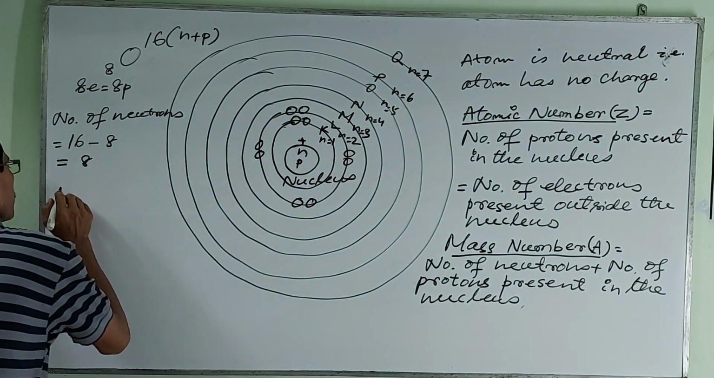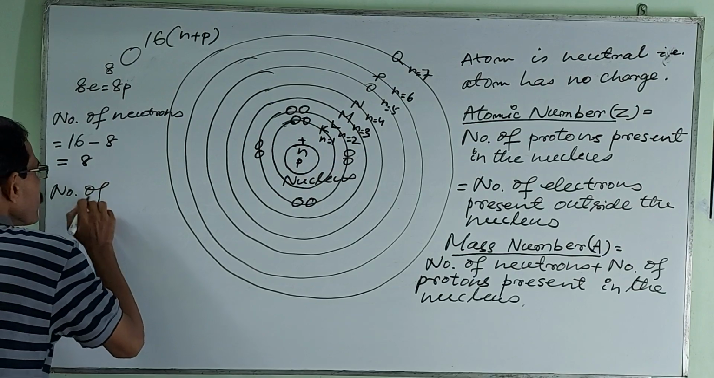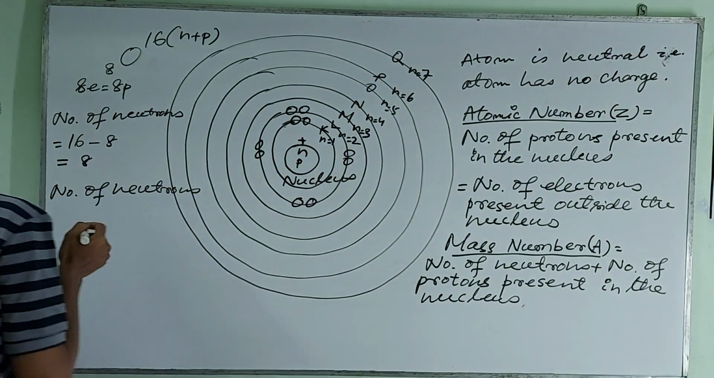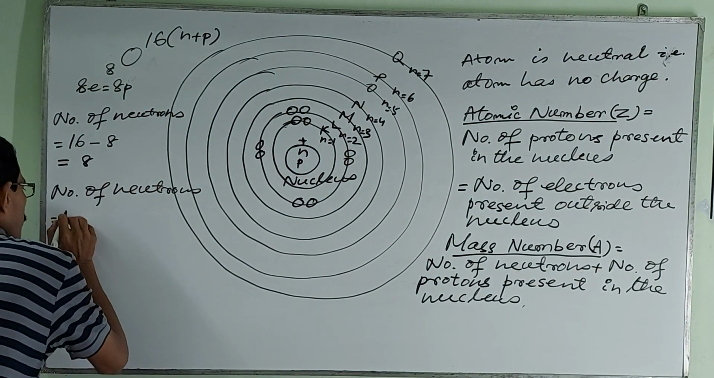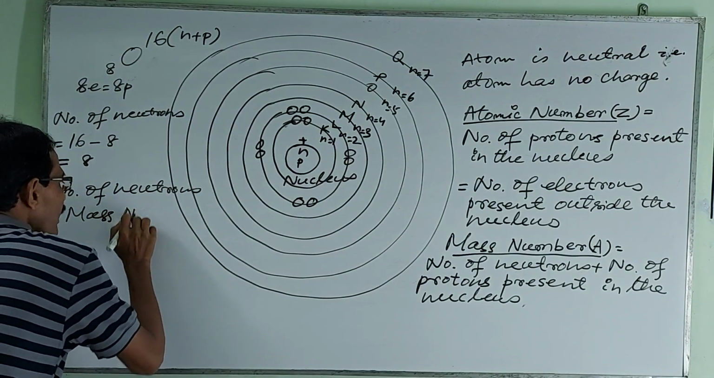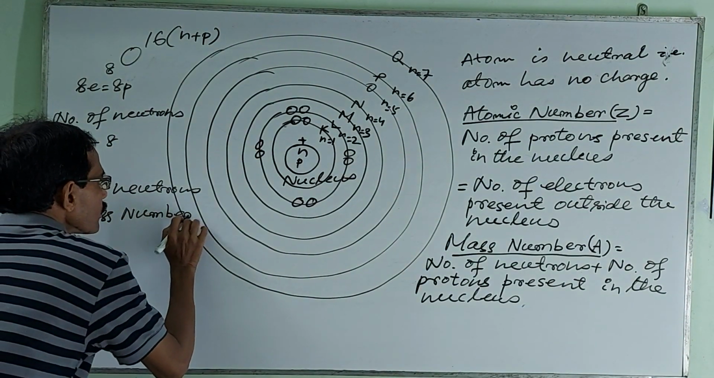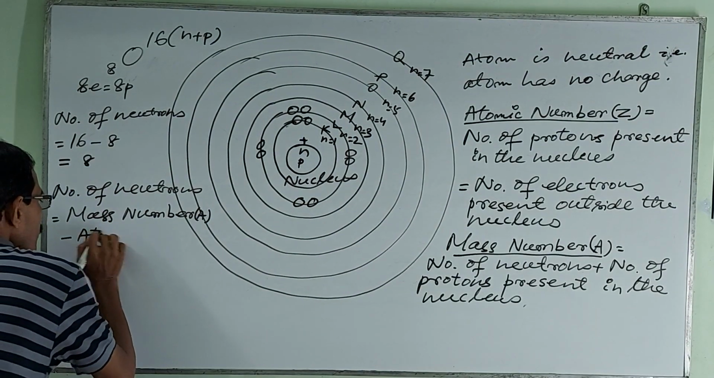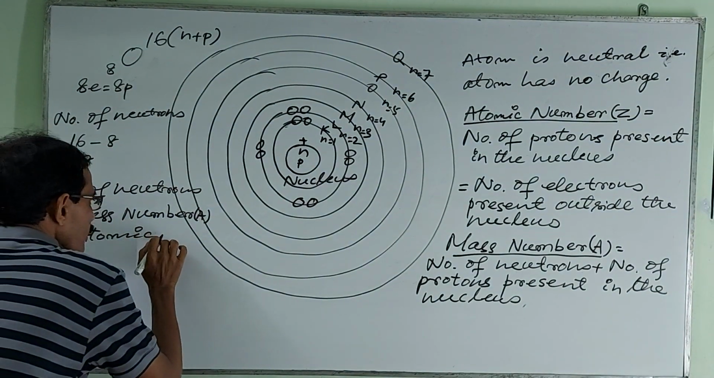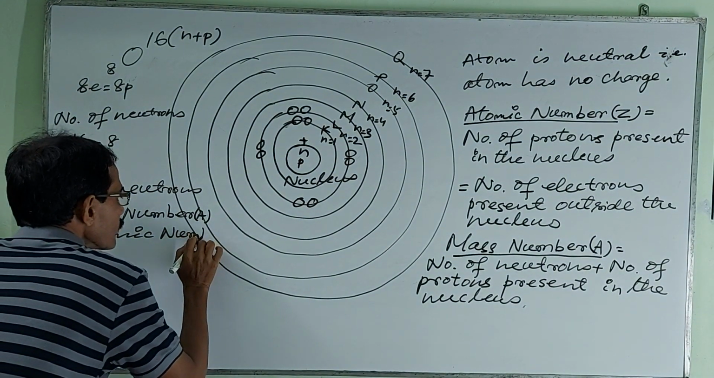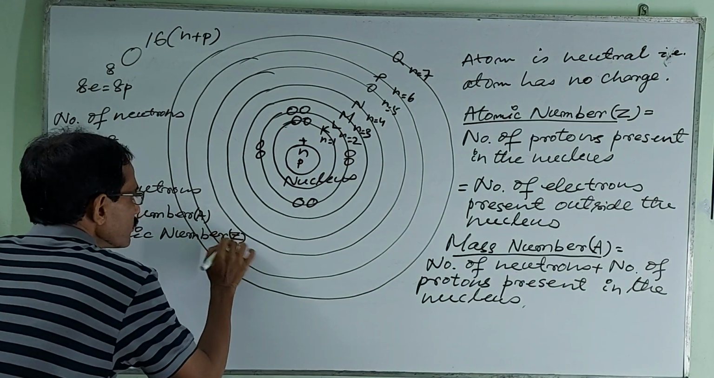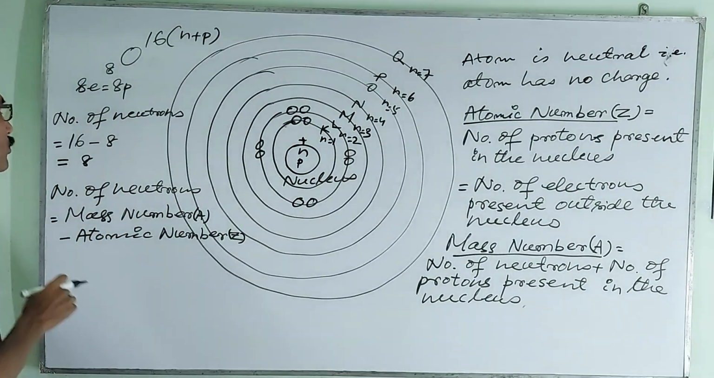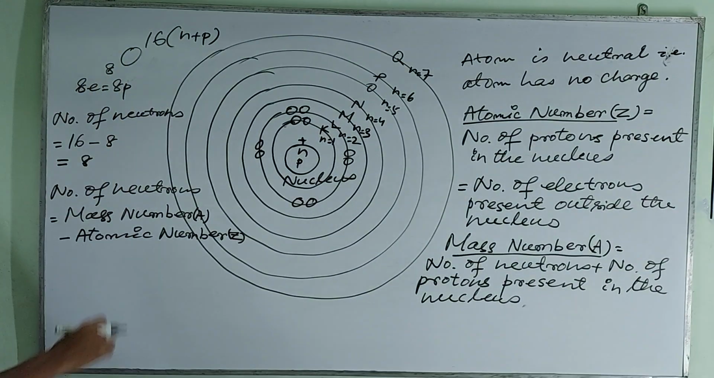So what is its formula? Number of neutrons equals mass number A minus atomic number Z. So how will you calculate the number of neutrons? Mass number minus atomic number.